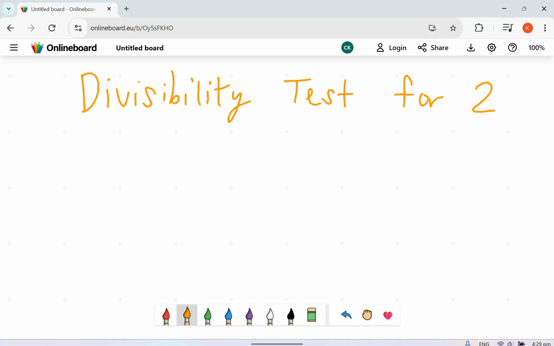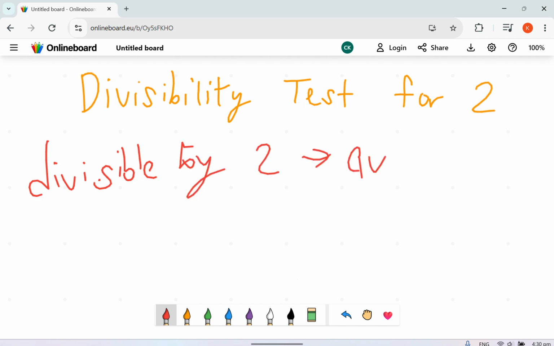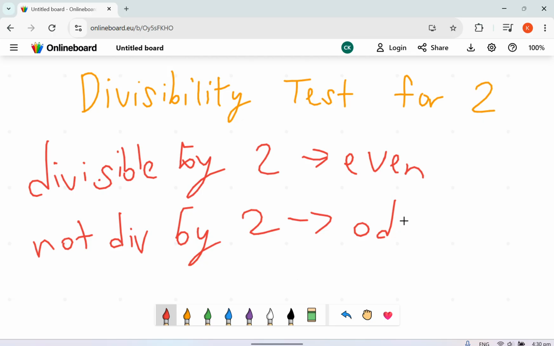Okay? So let's go through this. It's gonna be very important. Firstly, for the divisibility test for 2, we all know if a number is divisible by 2, we call it even. Why is my handwriting so bad today? If it's not divisible by 2, we call it odd. Okay, this is basic knowledge.